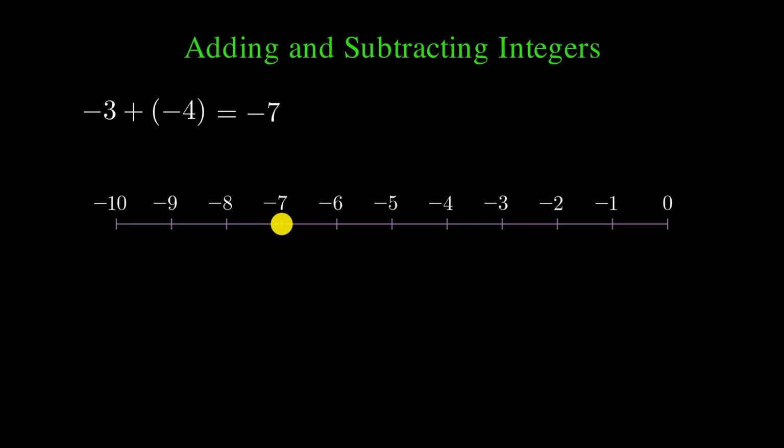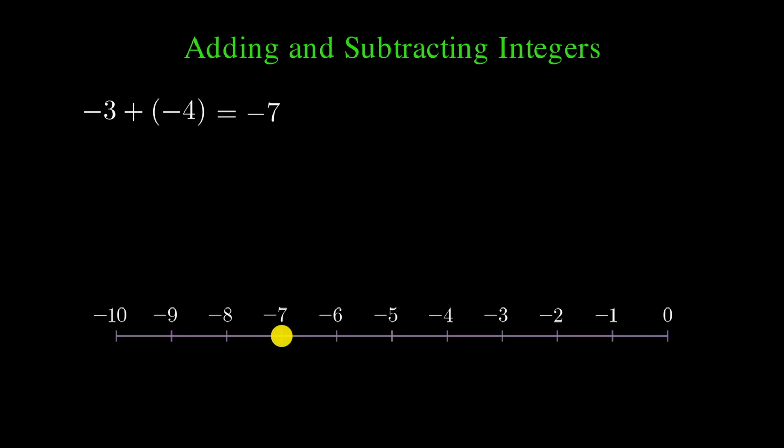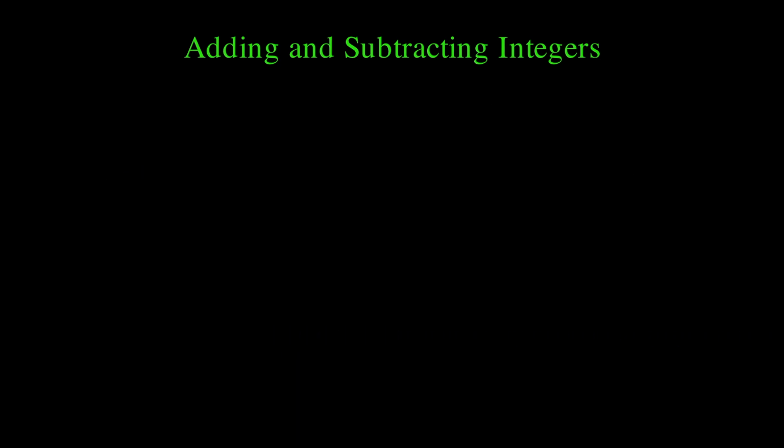In this case, what we basically did was we evaluated -3 minus 4. Whenever we have a plus and minus sign right beside each other, we can combine them to make a minus. So we can rewrite our expression as -3 minus 4.